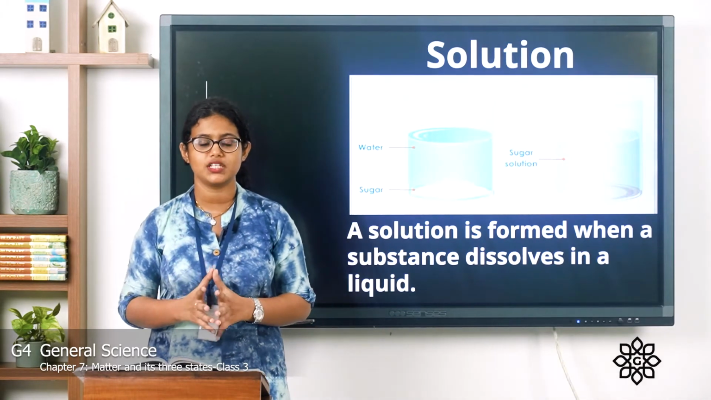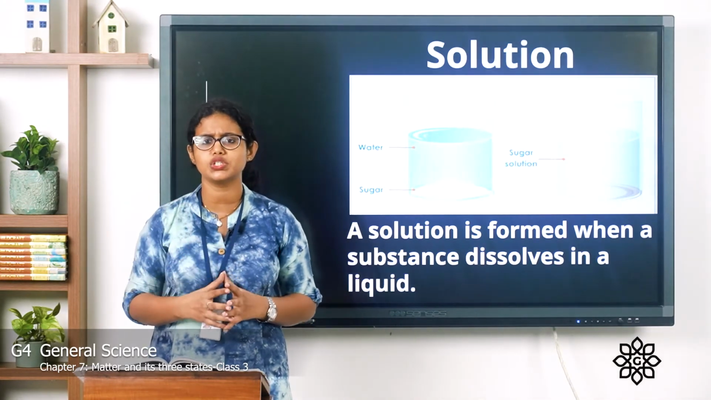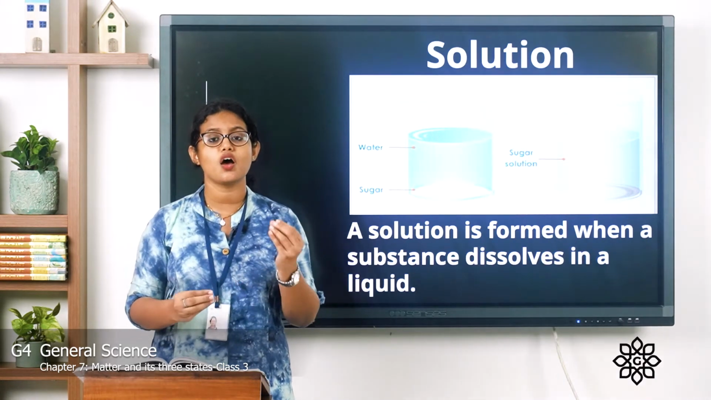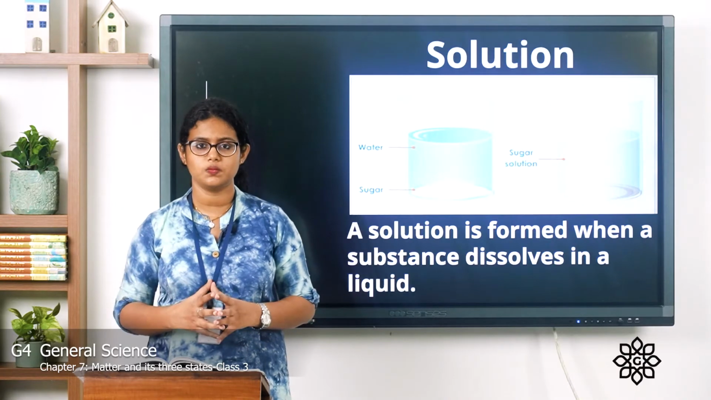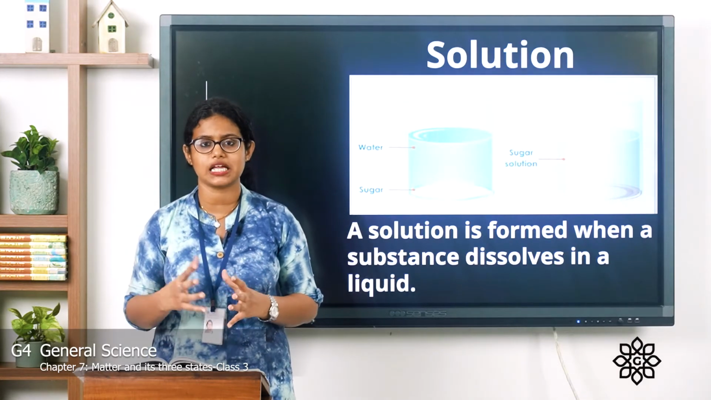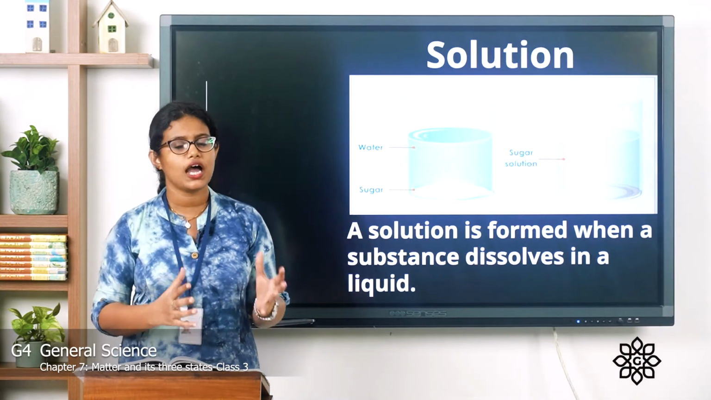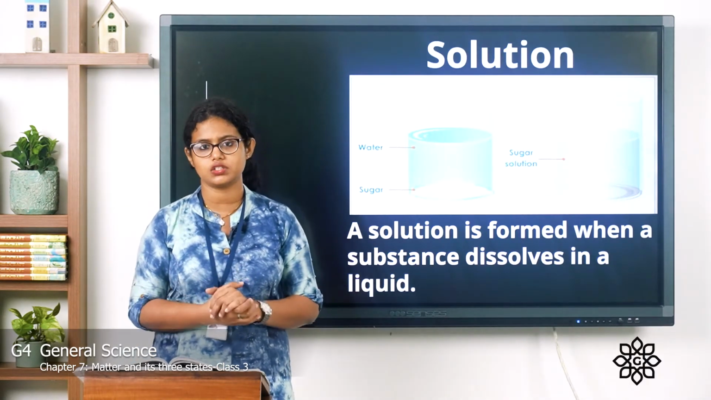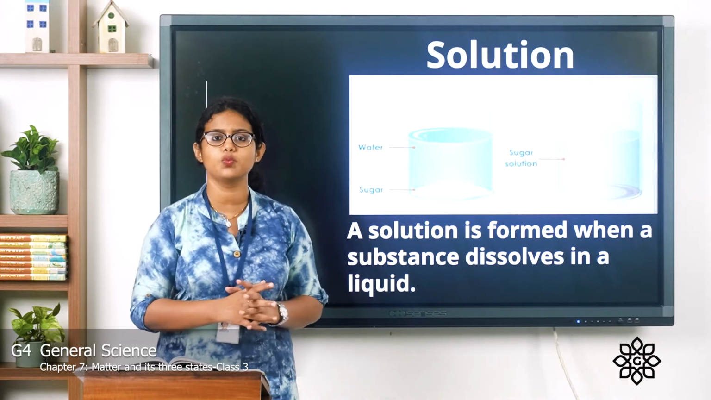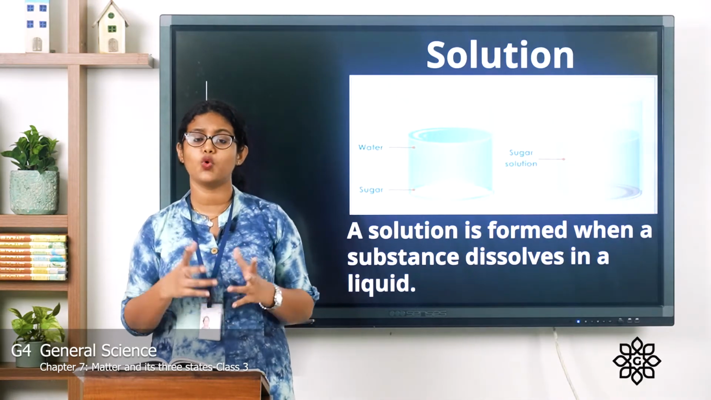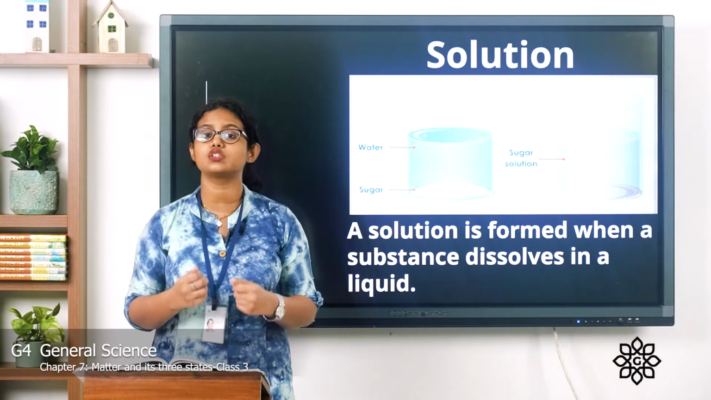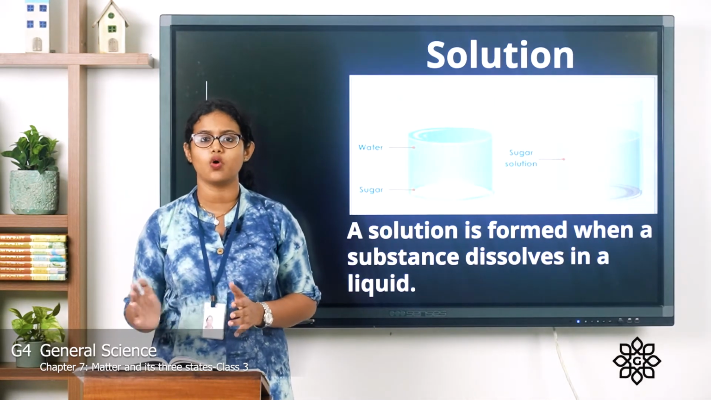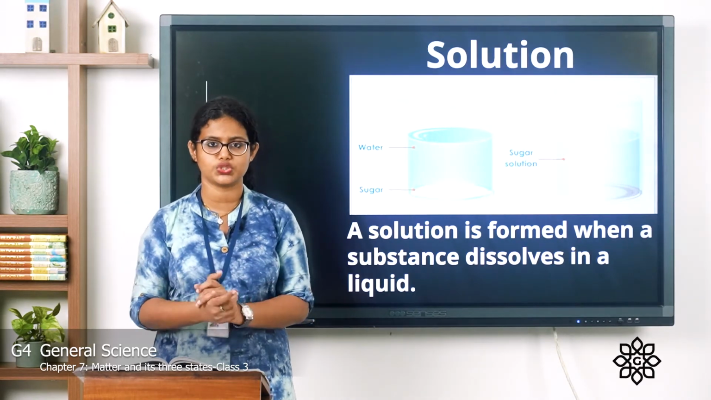And what do you get? You get a solution. What solution did you get? You get a sugar solution, a solution of sugar and water. So let me tell you another example. Let's take another glass of water and a spoonful of salt. Add salt into the water and stir it very well. What do you get? You get a salt solution, a solution of salt and water. So that is called a solution.